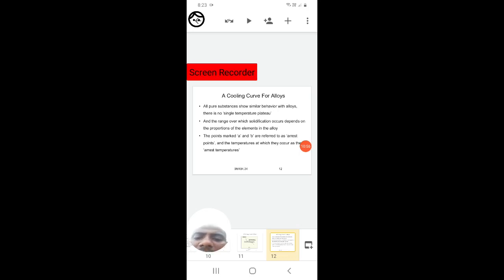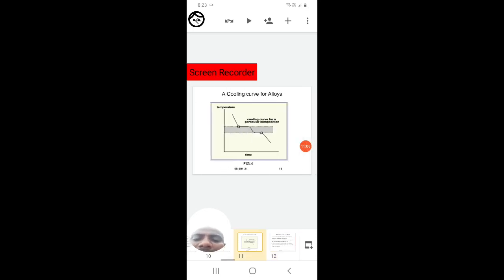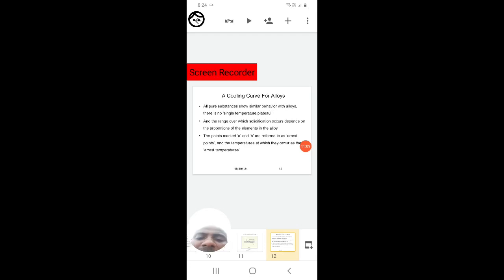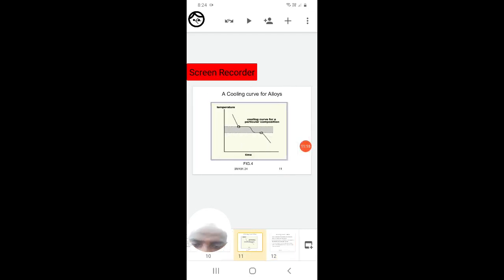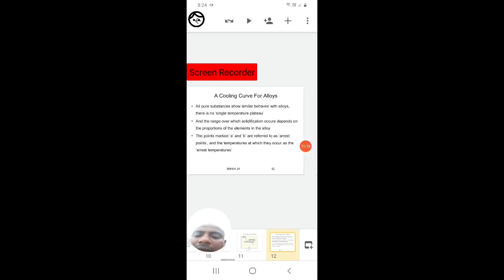and the range over which solidification occurs depends on the proportions of the elements in the alloy. The points A and B are referred to as arrest points, and the temperatures at which they occur are the arrest temperatures. That means the phases change. That is called arrest points.